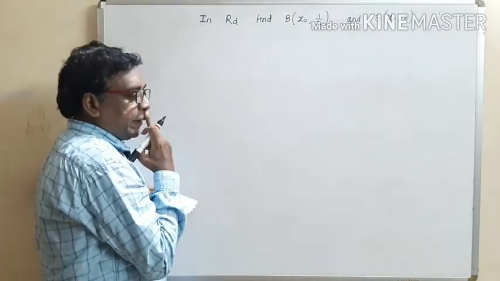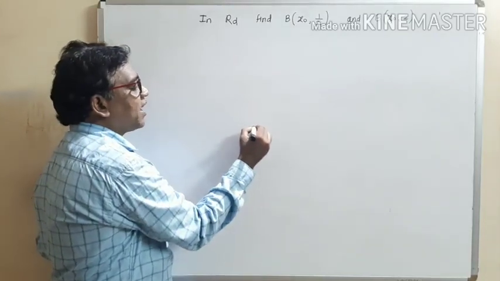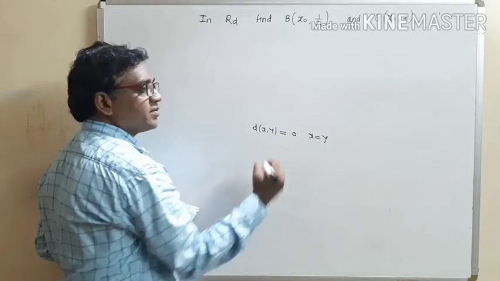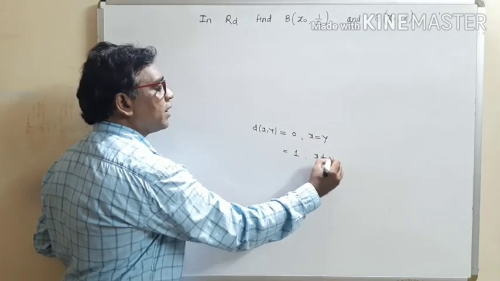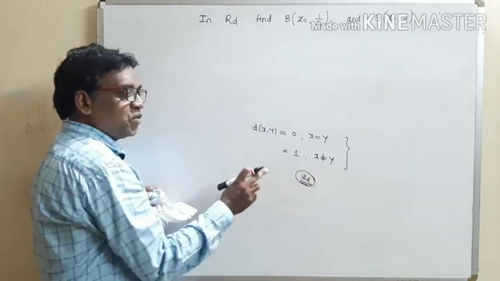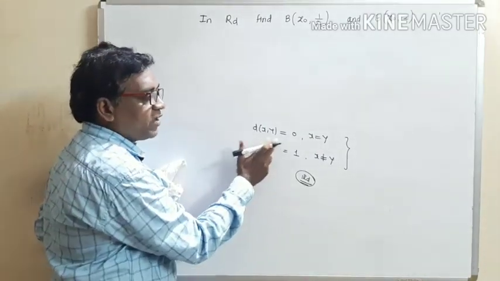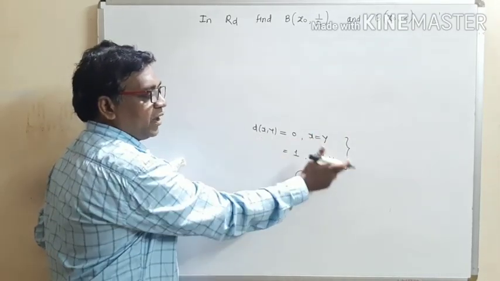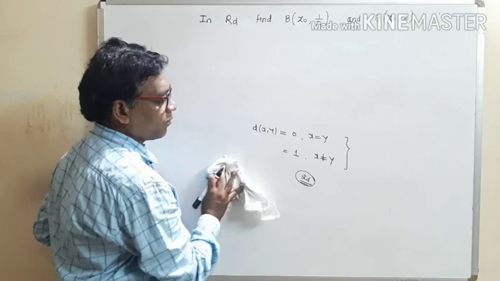Now see what is a discrete metric space. A discrete metric space is given as: distance of xy is equal to 0 if the points are the same, and distance of xy is equal to 1 if the points are different. This is the definition of a discrete metric space, and it is denoted by the notation RD. This is the definition of the discrete metric.